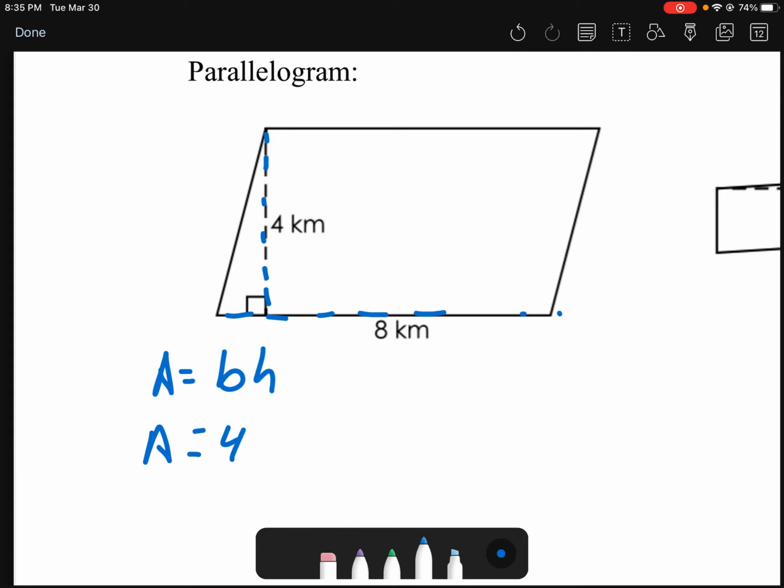I would simply do 4 times 8. 4 times 8 is equal to 32. And we're dealing with kilometers, so kilometers squared.